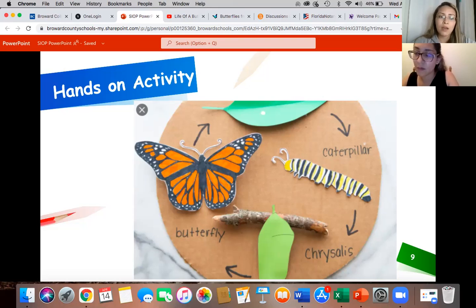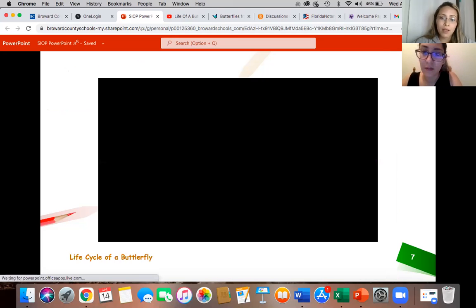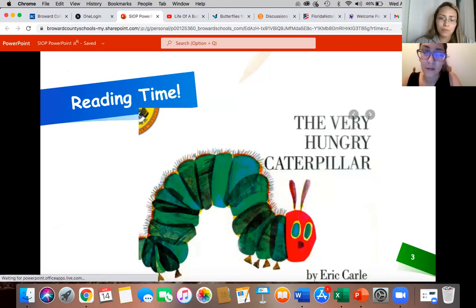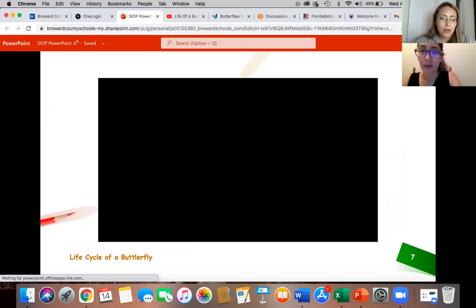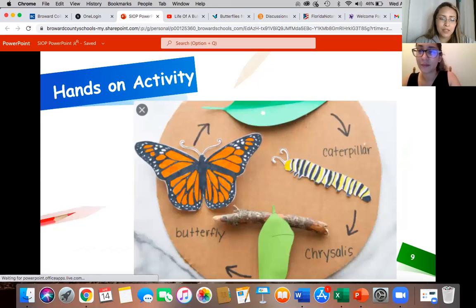After you're done with this activity, we want you to go back to your snapshot of the vocab and finish the pages. So we want one synonym, one antonym, one sentence, and a picture. Okay? Let's get to work.